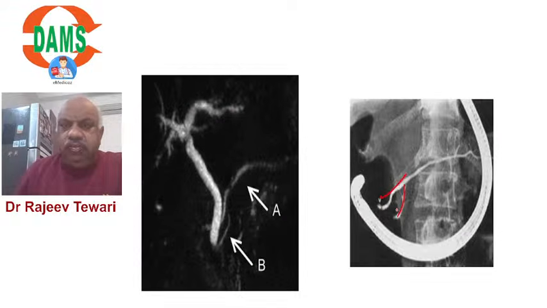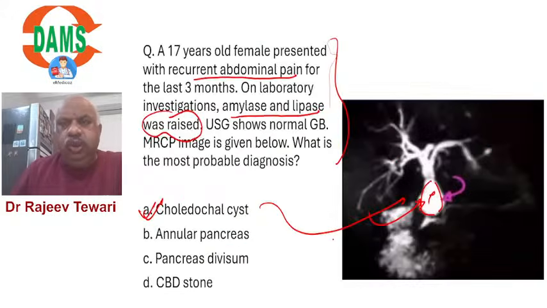Now, this is pancreas divisum, two pancreatic ducts, and this is choledochal cyst, which I am sure you can very easily identify.